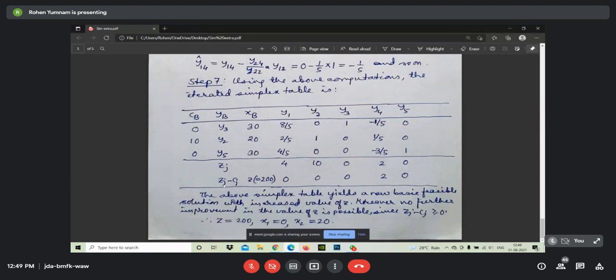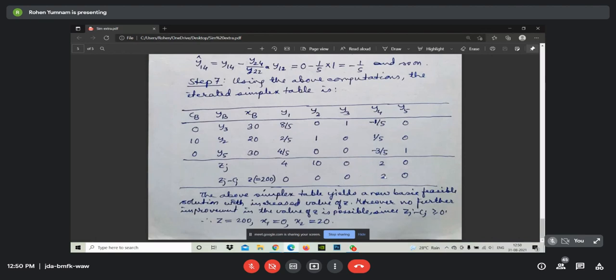But what is this Zj minus Cj now? What is this Zj minus Cj? 0, 0, 0, 2, 0. Is there any negative value? Tell me, is there any negative value? No negative value. If a negative is there, and more than one negative, then you have to take the most negative. But if only one negative, you have to select that negative.